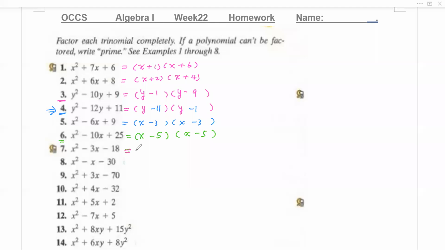Number 7, Gloria. 3 and -6. Gloria, what's yours? She says she's in the car. Oh, in the car. Yeah, she can't talk. Okay, so here is -6, right? Here is +3. All right, next, number 8, Iris. X minus 6 and x plus 5. Thank you.